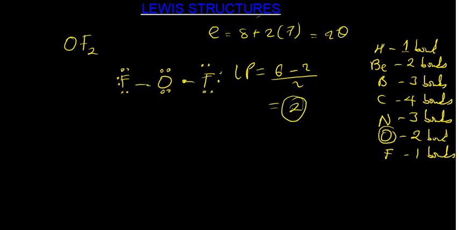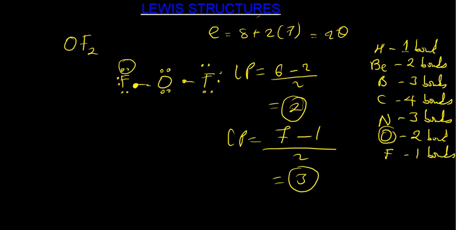What of fluorine? How many lone pairs are there? So lone pairs will be equal to group number, fluorine is in group 7, minus how many electrons it has shared. Each fluorine has only shared 1 electron, over 2. So 7 minus 1 is 6. 6 over 2, that is 3. Hence we can see 3 lone pairs on each fluorine atom like that.